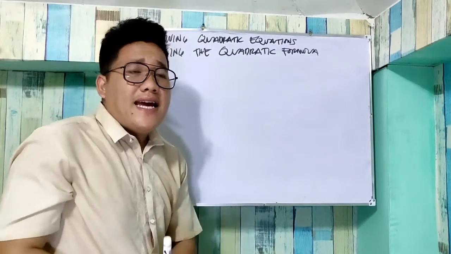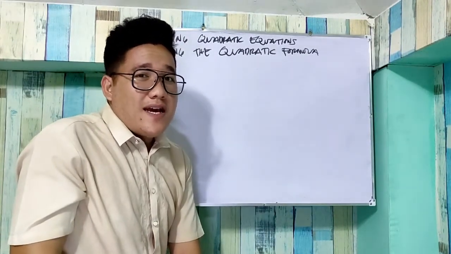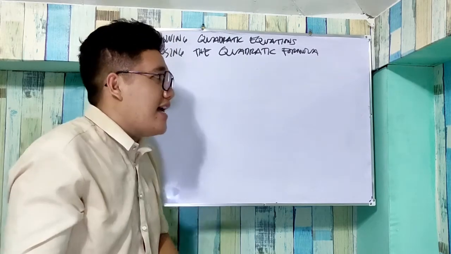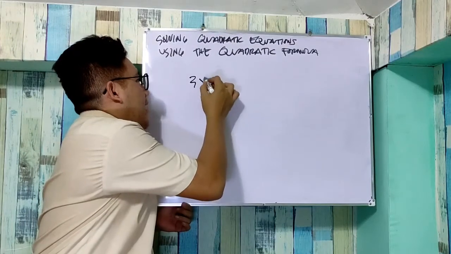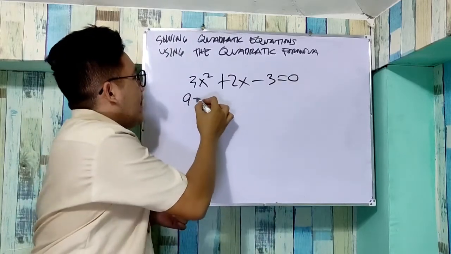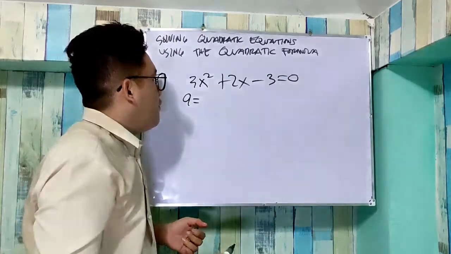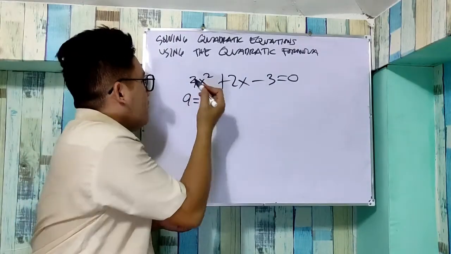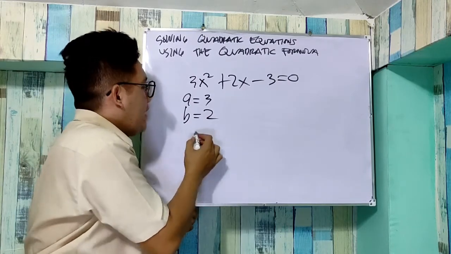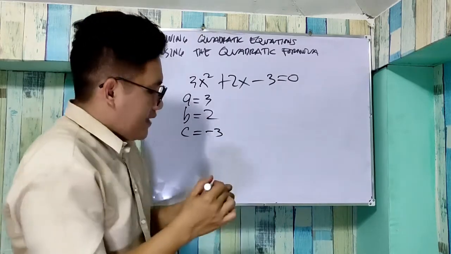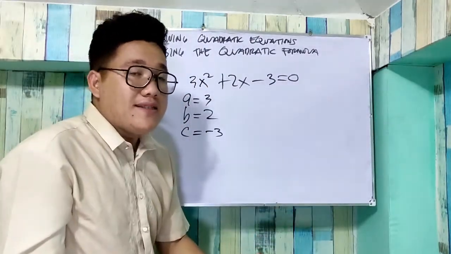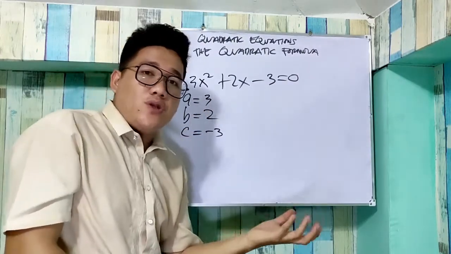Okay, so ang kailangan nyo lang tandaan dito is yung first lesson natin, which is finding the value of A, B, and C in a given quadratic equation. Say for instance, we have here 3x squared plus 2x minus 3 is equal to 0. So ang ating A ay, of course, yung numerical coefficient 3. Ang B natin, yung nasa linear term na 2. And C is the constant term or negative 3. Alalahanin yung pagkukuha ng value ng ABC, kasi yun ang gagamitin natin to substitute doon sa quadratic formula.